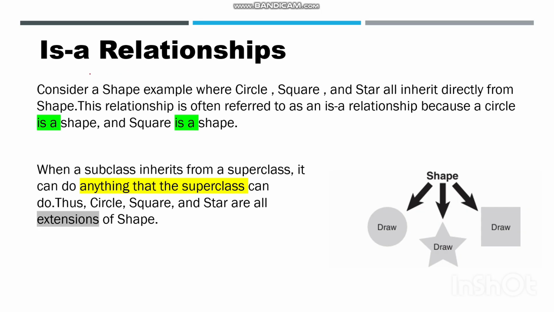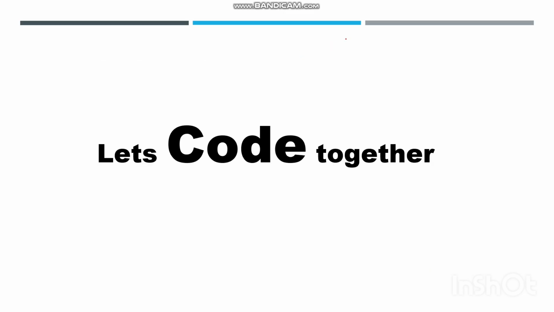Inheritance, as you can see, is a relationship. Here I have a diagram with three symbols: the circle, the star, and the rectangle. Consider this example, and you can see that inheritance is actually a relationship. This circle is a shape, this star is a shape, this box is a shape. When a subclass inherits from a superclass, it can do anything that the superclass can do. The circle, square, and star are all extensions of the shape. Such a relationship is called an is-a relationship. This is a very important terminology to know: inheritance is actually an is-a relationship.